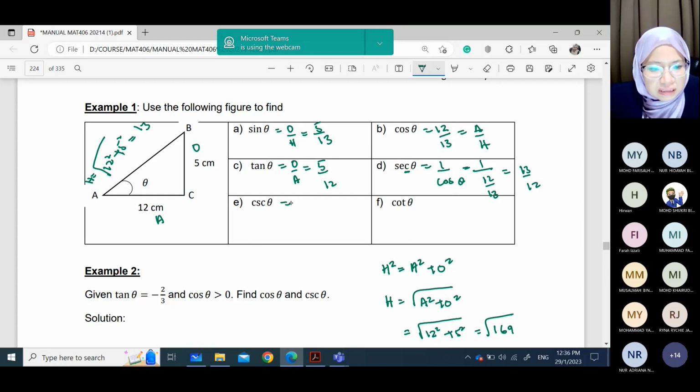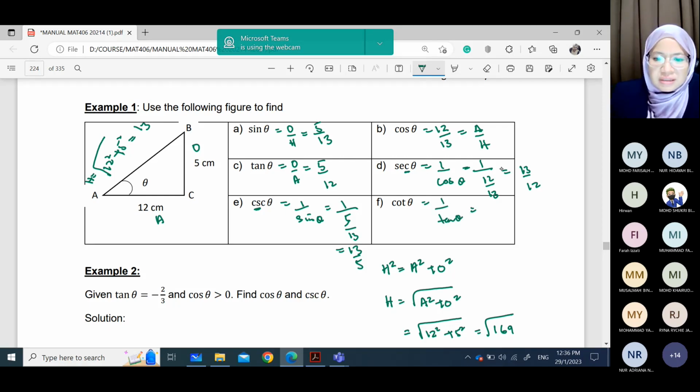Alright, untuk cosecant theta, sin. The keyword here is S. S stand for sin. 1 over sin theta is what? 1 over sine theta, 5 over 13. And cosecant theta is about 13 over 5. So for cotangent, 1 over tangent theta. Ambil je, senang je ni. 5 over 12, so it is equivalent with 12 over 5. So this one is about cotangent theta. Okay, boleh?